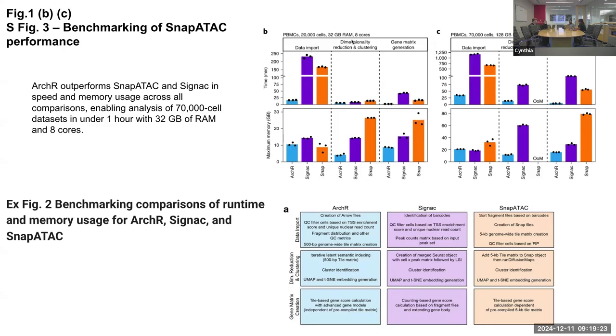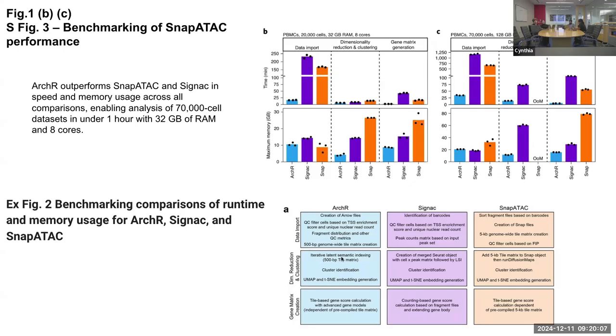That is the data import, the dimensionality reduction and clustering, and also the gene metric generation. And in all of these three tasks, it looks like they require fewer memory resources as well as less time to process this information. And they do the same, but using 70,000 cells, increasing to 128 GB of RAM with 20 cores. So it's mostly, let's say, that this is when Signac and Snap are probably equal at importing data, but not in the dimensionality reduction. It is a very greedy task that requires many resources.